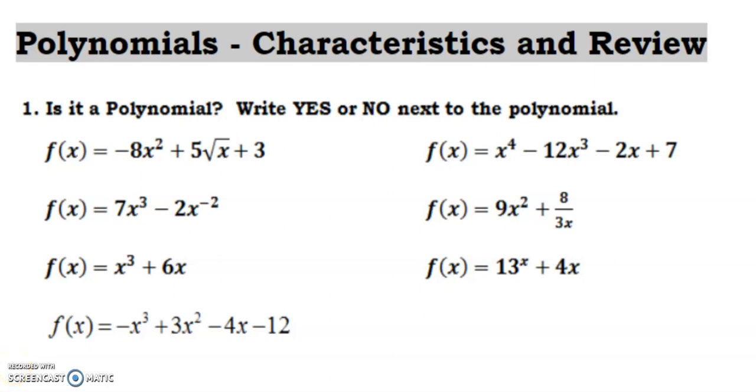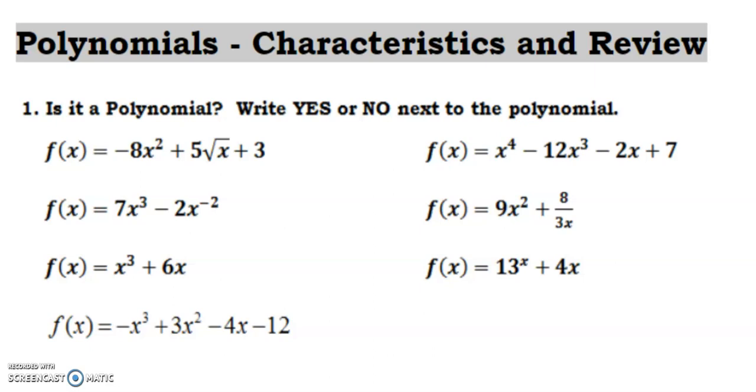All right, so this video is meant to go over the aspects of polynomials that we've been doing this week, and just a nice little review for you. So the first thing I'm going to have you do is think about each one of these functions, f of x, and decide for yourself if this function is a polynomial. If yes, write yes. If no, write no.